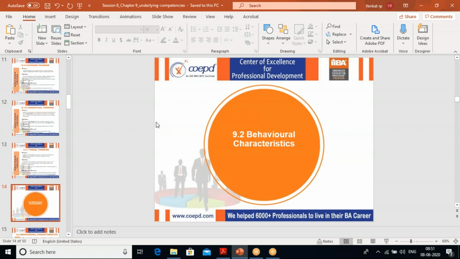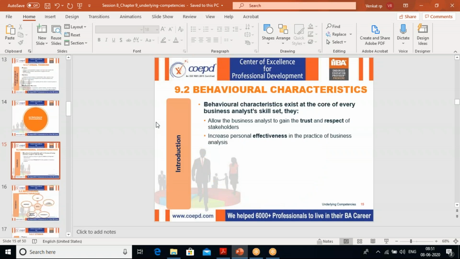Behavioral characteristics means how a business analyst should actually behave. Because, I'll tell you, as a BA we should gain the trust and respect of the stakeholders. And when you start practicing business analysis, you should be more effective, and it all depends on your thought process, how you actually behave.